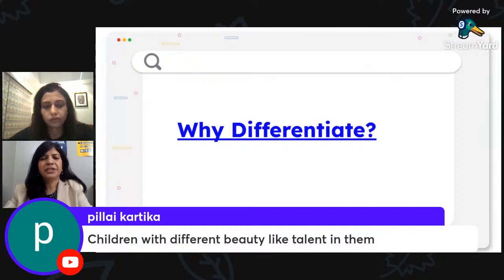So why differentiate? So I'm going to show you some statements. All of us are going to read those statements and just tell me how many of those statements resonate with you. And you can just write the number in the chat box that, okay, I agree with all 10 of them, or I agree only with 8 of them, or 6 of them, or 5 of them.